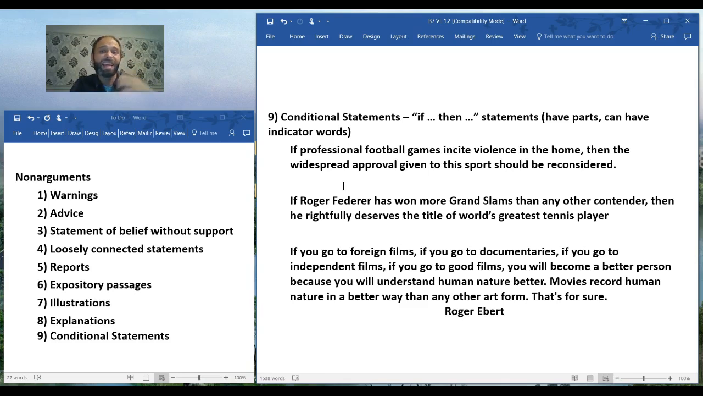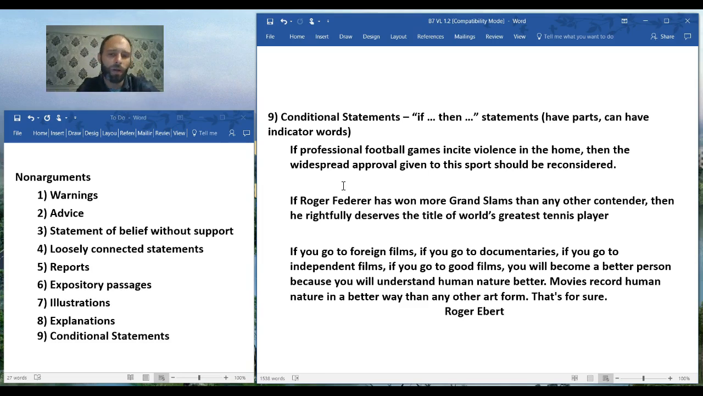So this just tells us that if professional football games incite violence in the home, if that happens to be the case, then what would follow from that? Well, then what would follow from that would be the widespread approval given to this sport should be reconsidered. But there's no claim that that first part is true, nor that the second part is true. If this were to be an argument, we'd have to take out the if-then phrasing, and it would just read like this. Since professional football games incite violence in the home, therefore, the widespread approval given to the sport should be reconsidered. That would be an argument, because there'd be a claim that the premise was true and a claim that it led to the conclusion. With conditional statements, there isn't that claim.